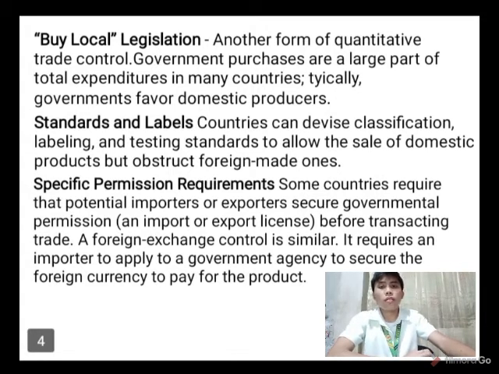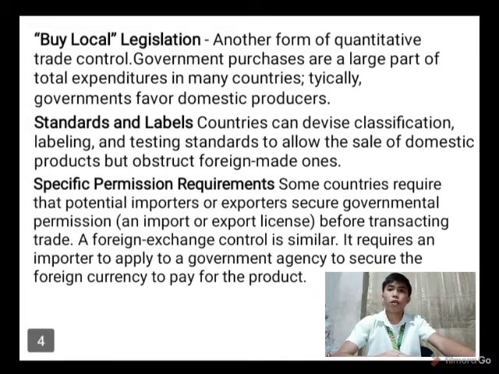And then standards and labels. Countries can devise classification, labeling, and testing standards to allow the sale of domestic products but obstruct foreign-made ones. The purpose of these standards and labels is to protect the safety or health of the domestic population. But some argue they are just a means to protect domestic producers.